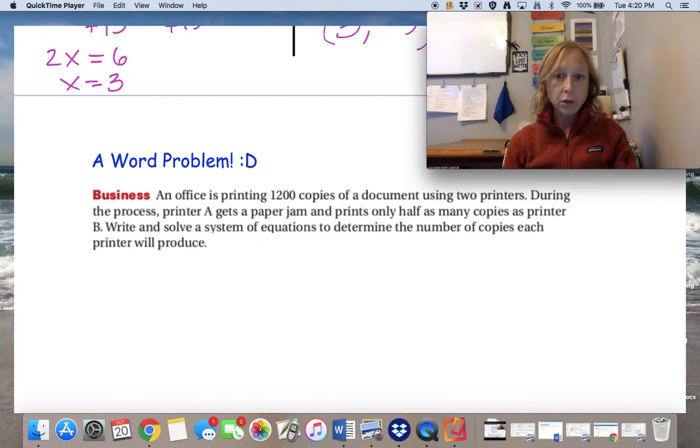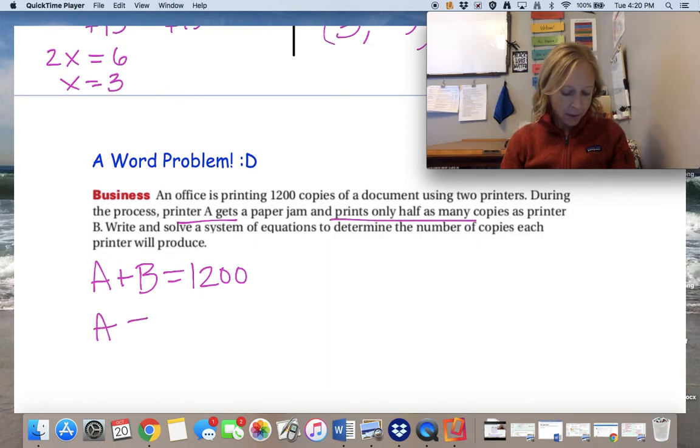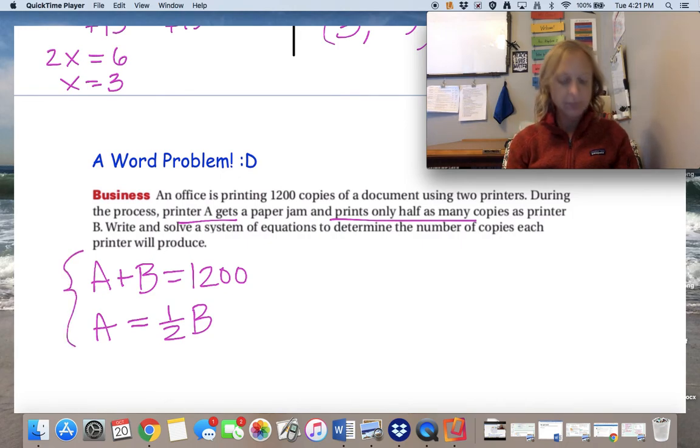Okay, well, we have printers A and B, and A and B together need to print 1,200 copies because those are our only printers. So that's one of our equations. But don't forget, it says, during the process, printer A gets a paper jam and prints only half as many copies as B. A makes half of what B makes. There's our second equation. We've got 2 equations and 2 unknowns. We have a system of equations that we can now solve.